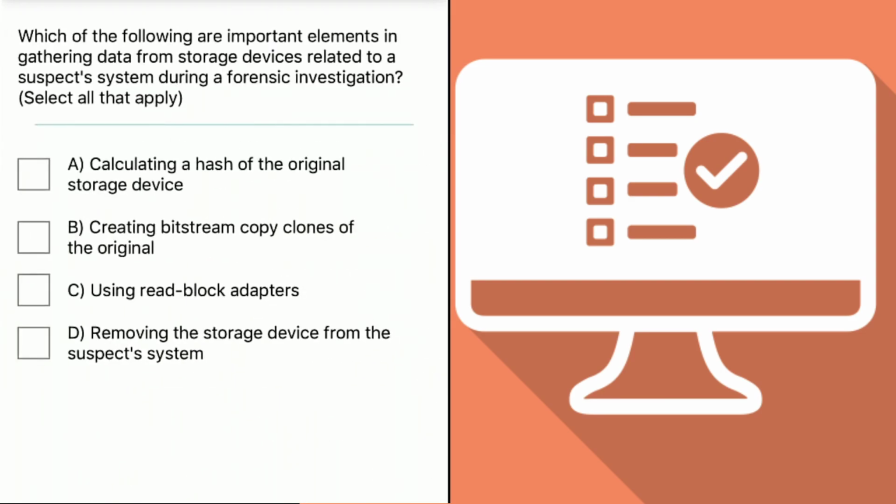Which of the following are important elements in gathering data from a storage device related to a suspect system during a forensic investigation? Select all that apply. A. Calculating hash for the original storage device. B. Creating a bitstream copy clone of the original. C. Using red-black adapters. D. Removing the storage device from a suspect system.